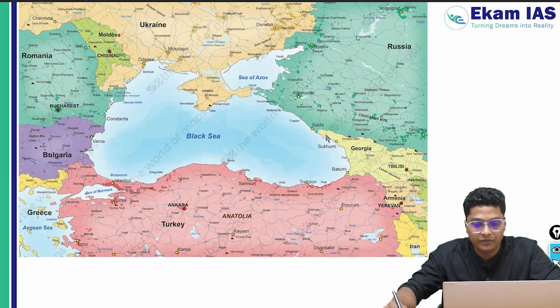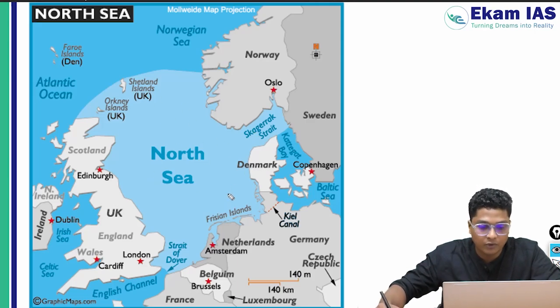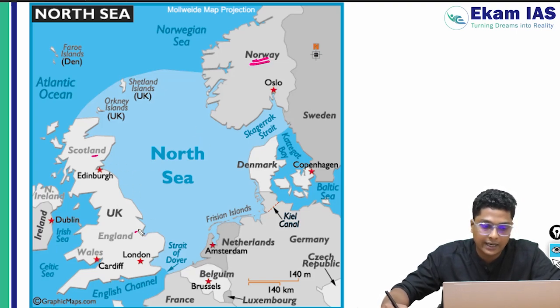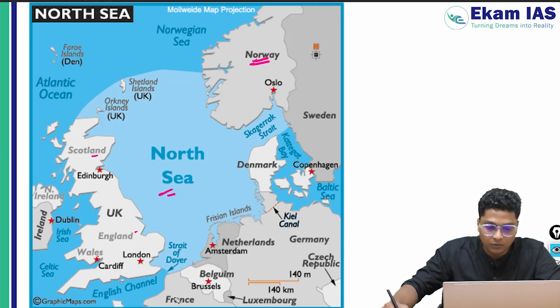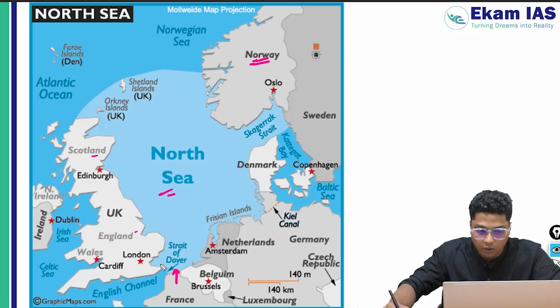Okay, so moving further, this is North Sea. Okay, in the case of North Sea, that you need to understand, first of all, Norway is sharing border with North Sea. Then Scotland, England, Wales, the UK is sharing border with North Sea. Then coming towards here, you can see this is Strait of Dover, and France is sharing border with North Sea, right? And the river that is passing through London, Thames River, is draining into the North Sea here.